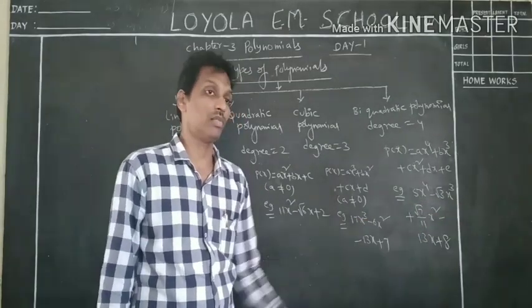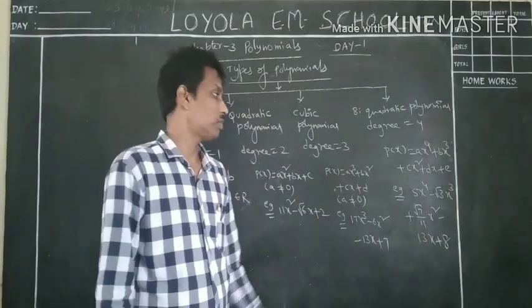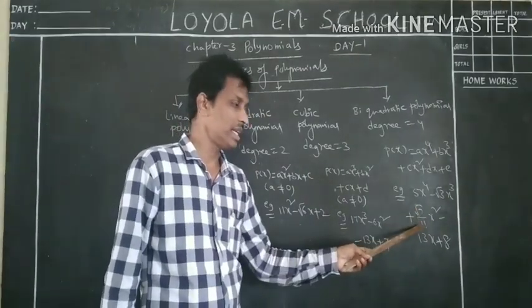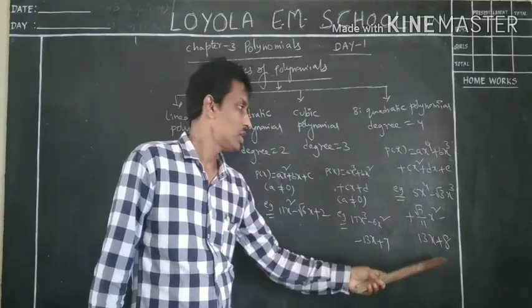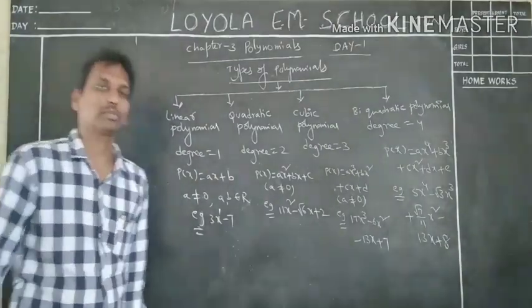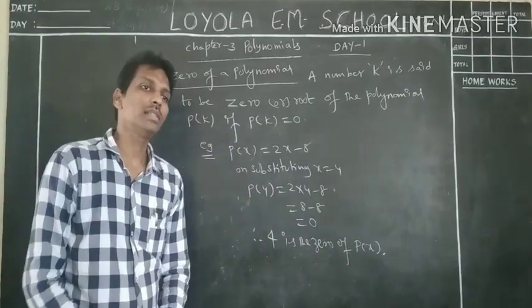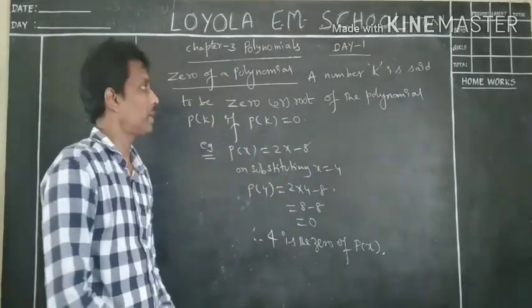Here also you observe carefully. The root symbol is given only for 3, not for the x cube. Plus root 7 by 11 x square minus 13x plus 8. So this is an example for a biquadratic polynomial. Note down. Okay children, the next topic is zero of a polynomial.